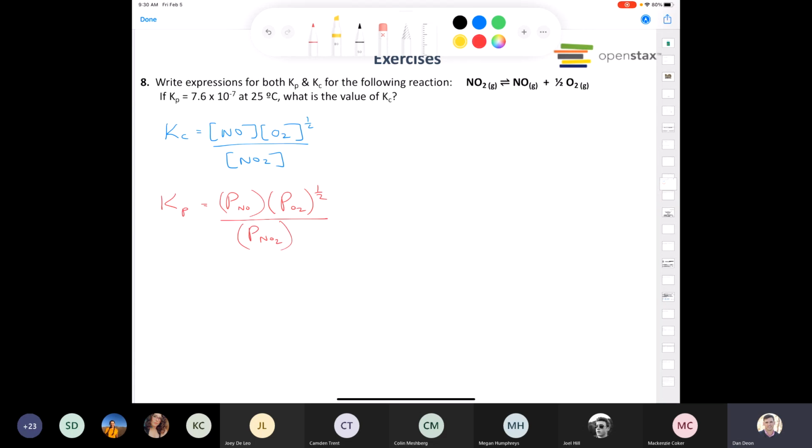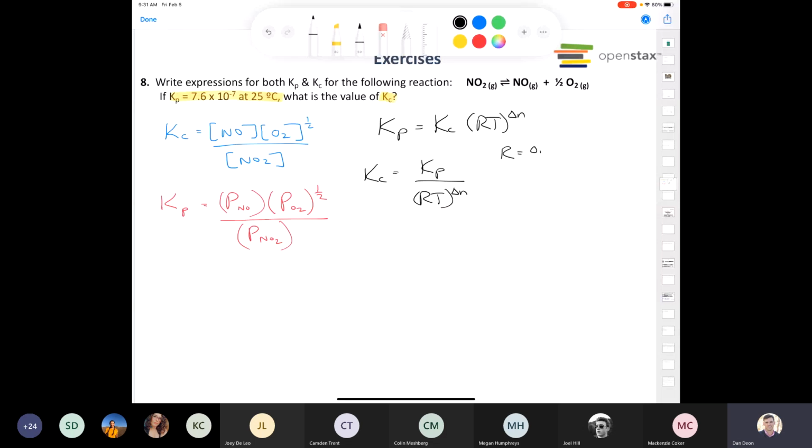Now we're given Kp, and we want to calculate Kc. So we're going to use our formula that Kp is equal to Kc times RT to the power of delta N. And we're going to rearrange that for Kc. So Kc is equal to Kp divided by RT to the power of delta N, like that. Let's go ahead and write down some of the values that we need here.